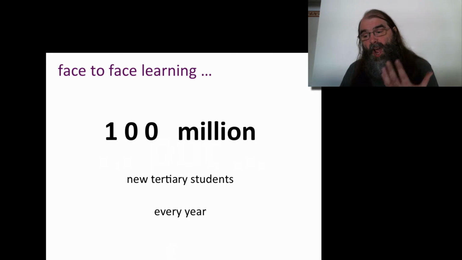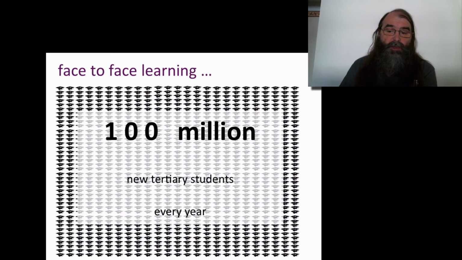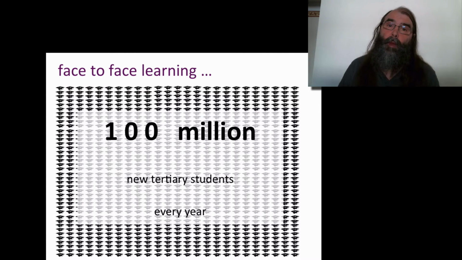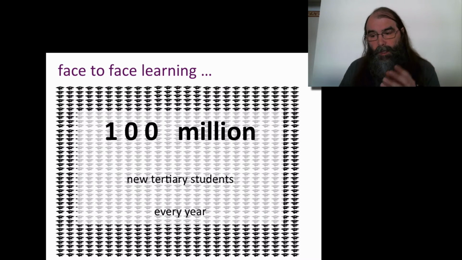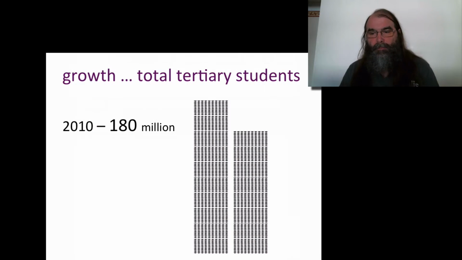Face-to-face learning, there are 100 million new tertiary students every year. Each one of those little academic hats represents 1 million students. That's the number of new students each year. That's nearly twice the population of Britain, about 1/3 of the population of America each year. China is opening a university every week.